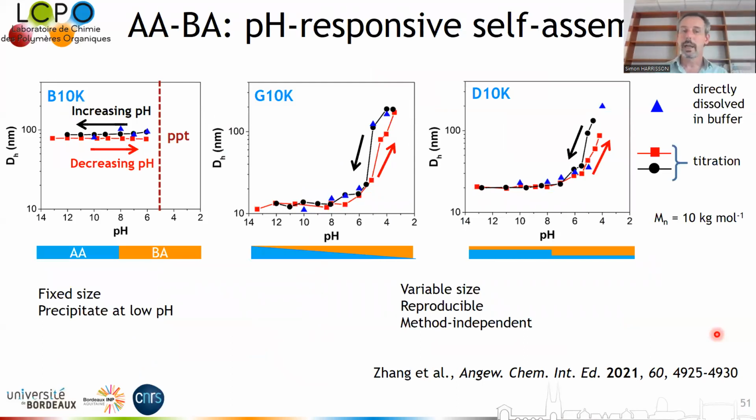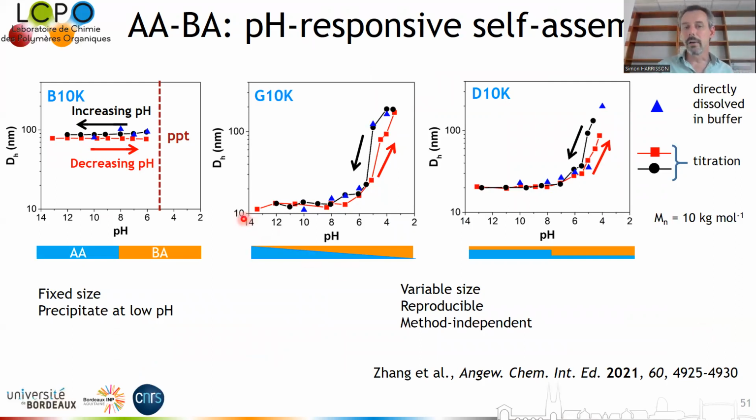We first looked at block copolymers, acrylic acid and butyl acrylate, and we saw, as expected, that while they formed aggregates in solutions of high pH, they really show very little responsiveness to changes in pH. As the acrylic acid got protonated, the blocks were frozen. They weren't really able to do anything until they just became insoluble and precipitated at around pH 4.